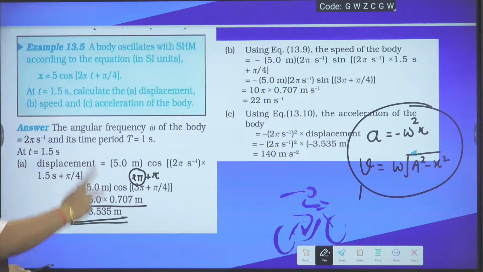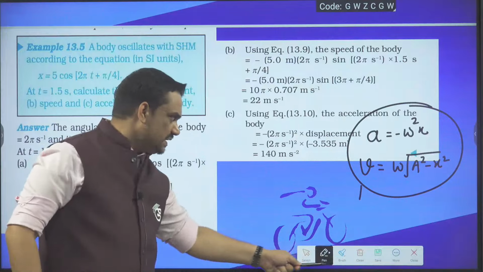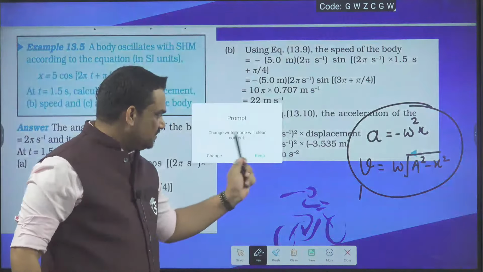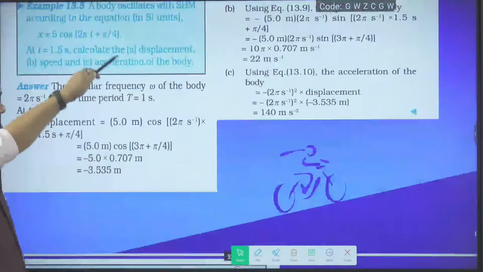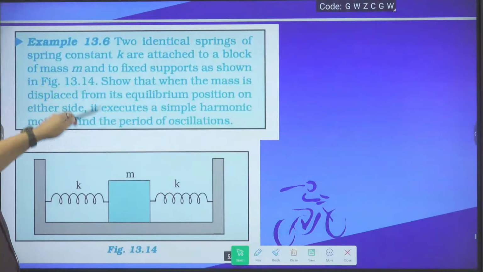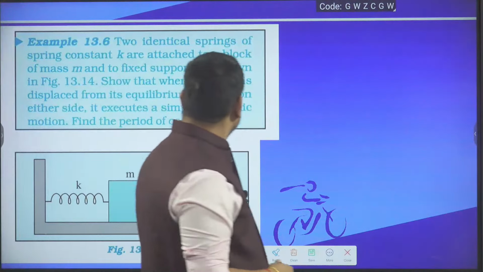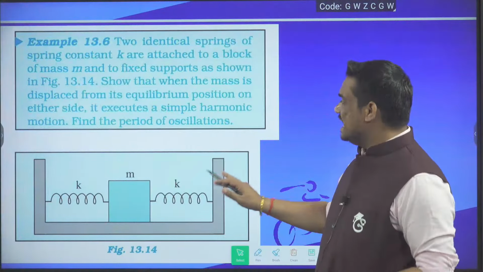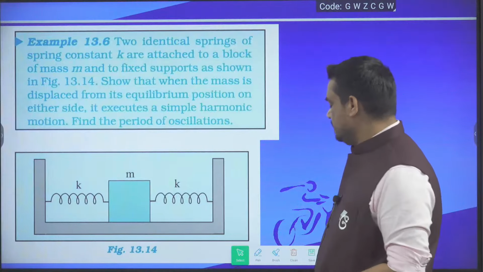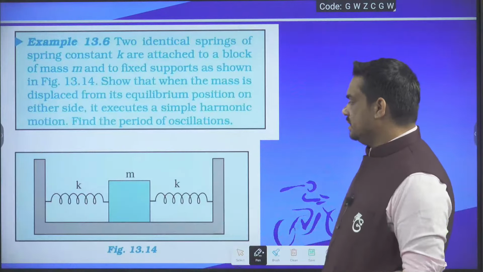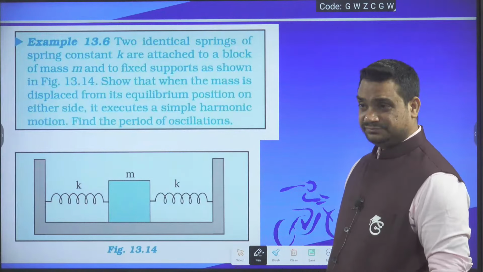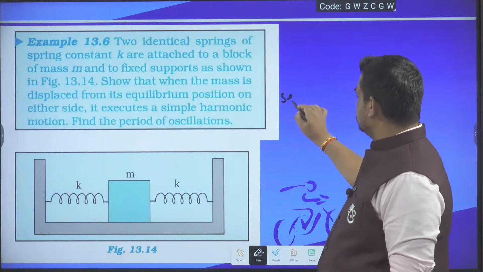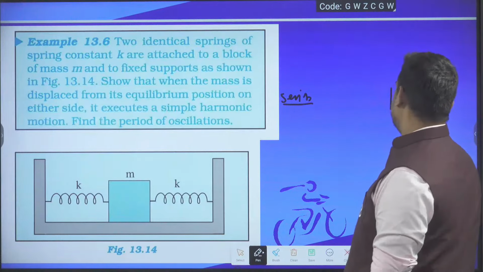You will use the formula A equal to minus omega square x, velocity equal to omega root of A square minus x square. They are asking what is the time period of this system. In this case, the block in the middle is in parallel, and we can see series and parallel.